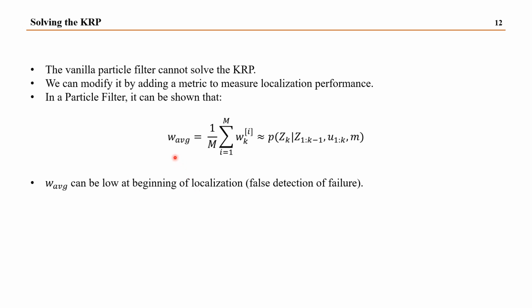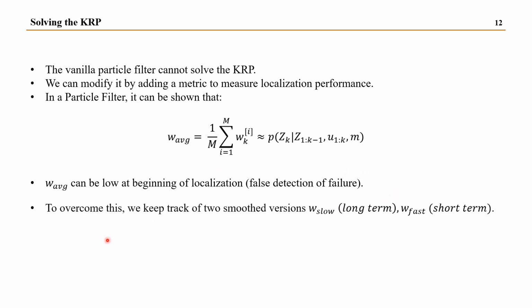Now, one slight problem is that omega AVG does not always stay small when there's failure. It could actually be quite low at the beginning of the localization. So this might cause us to have a false detection of failure and just keep redistributing the particles randomly. Okay, so it's not quite a robust method, but it's quite simple to do.